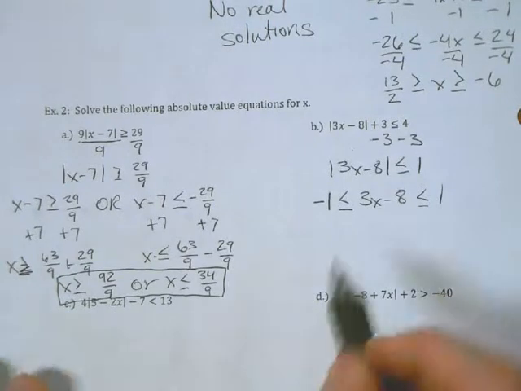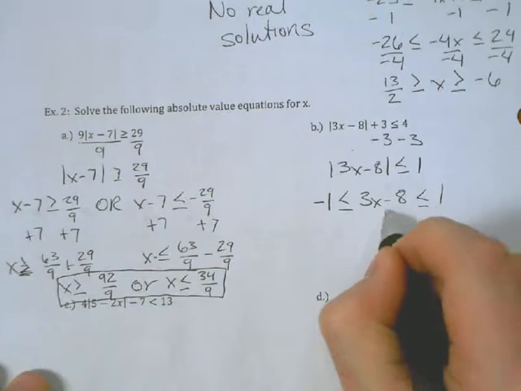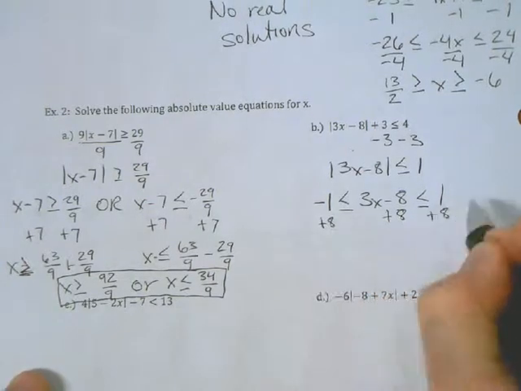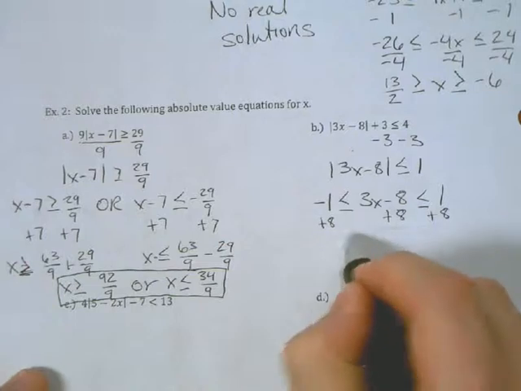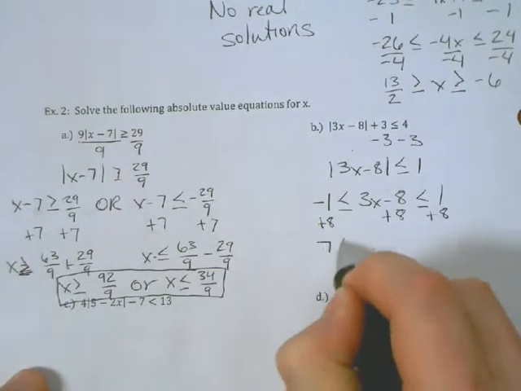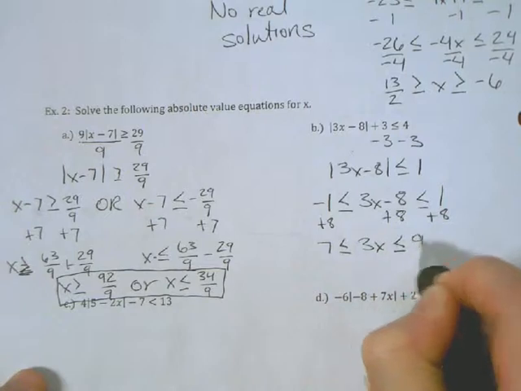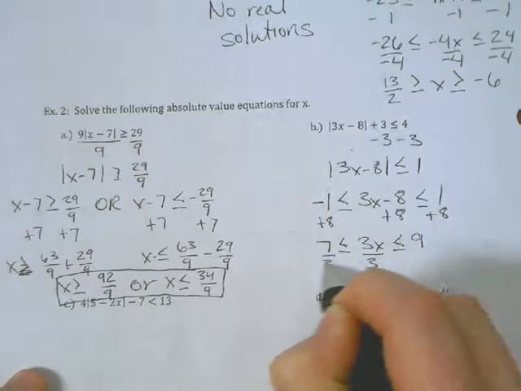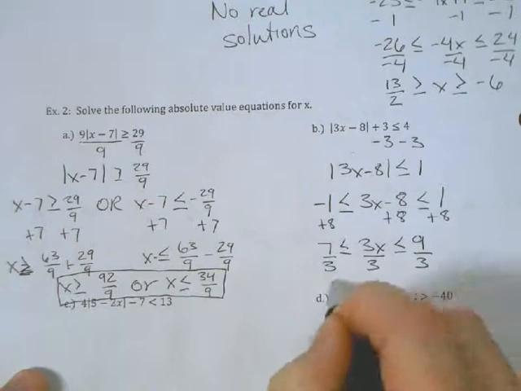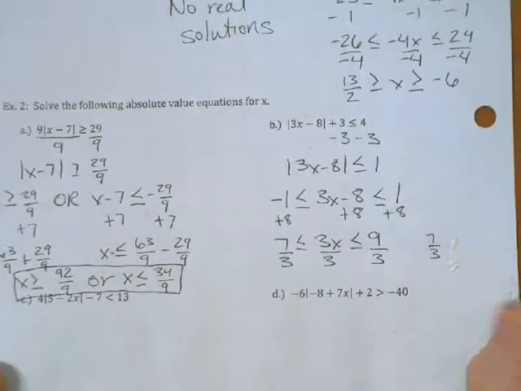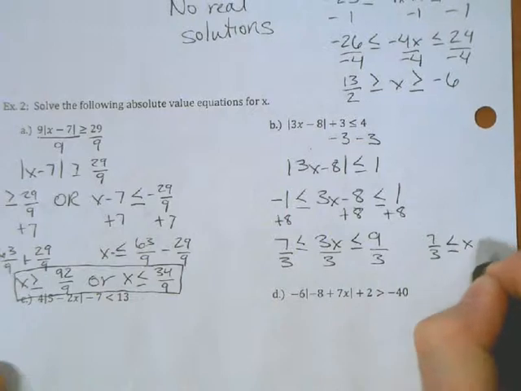So, now, we can solve this the way we normally would. Add 8 to all sides. So you get 7 is less than or equal to 3x, which is less than or equal to 9. Divide by 3. So you get 7/3 is less than or equal to x, which is less than or equal to 3.